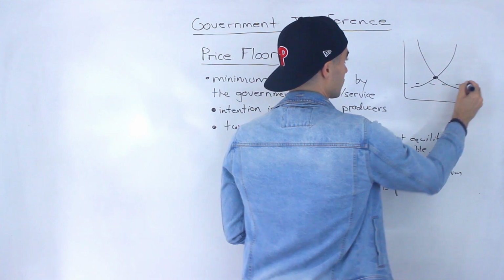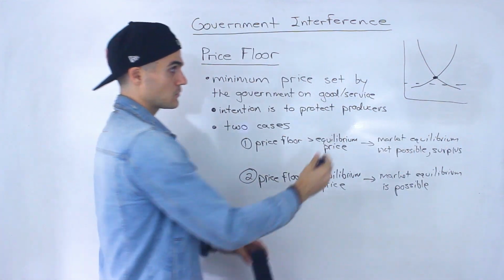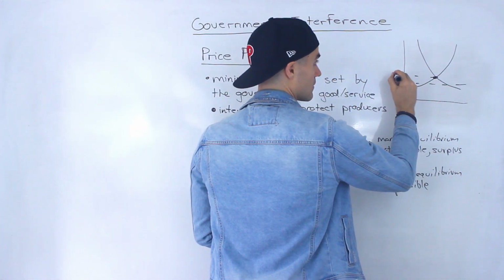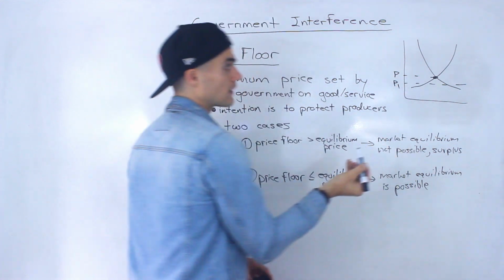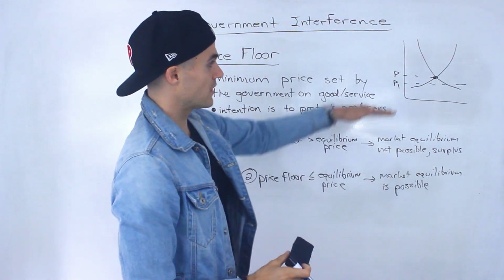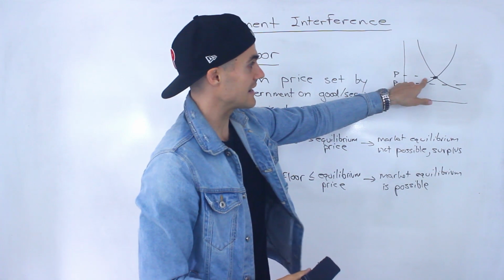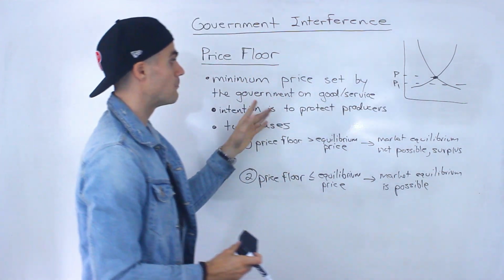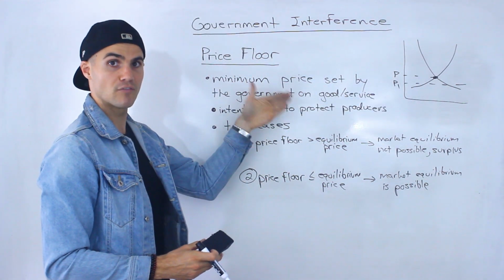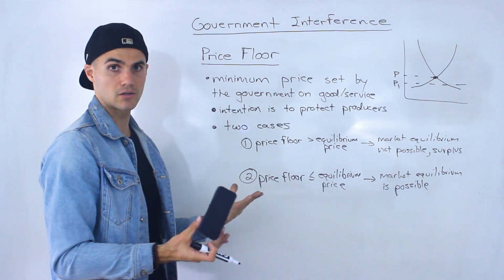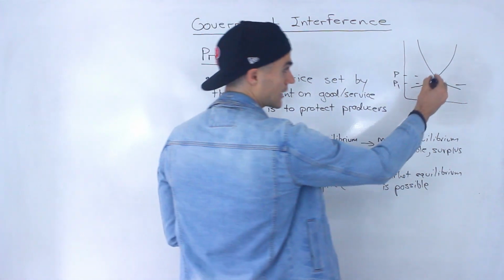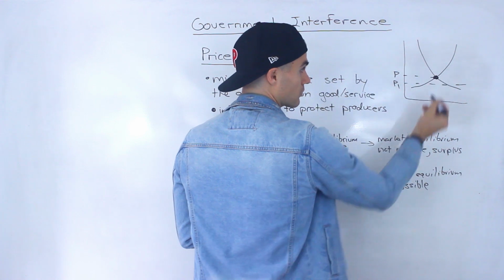Well, notice if the price floor is set less than that equilibrium price, the equilibrium price is here. Let's say the price floor is set right there. Notice price floor is the minimum price, and that equilibrium price is going to be above that minimum price, above that price floor. And so it's going to be legal in the market. And so the market is just naturally going to go towards that market equilibrium.